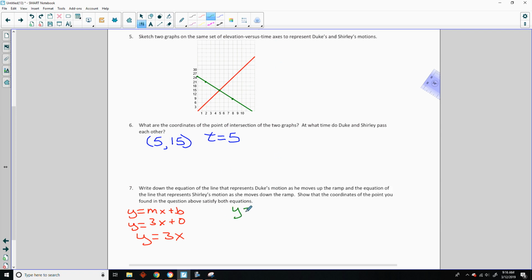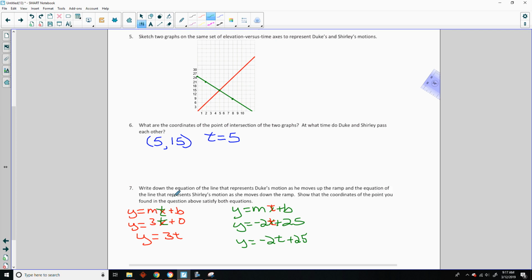Her equation is going to be, I'm going to rewrite y equals mx plus b. Her y-intercept was 25. Her rate of change was negative 2. So her equation is y equals negative 2x plus 25. Okay, I need to make one minor change to this. Wherever you see an x, it should be a t. We are not talking in terms of x and y, we're talking in terms of t and distance. Okay, y equals 3t, and her equation is going to be y equals negative 2t plus 25.